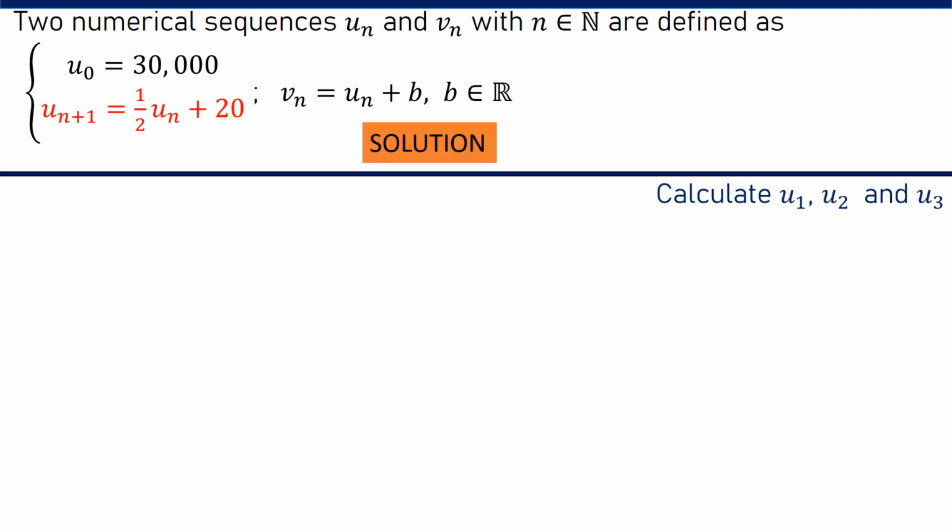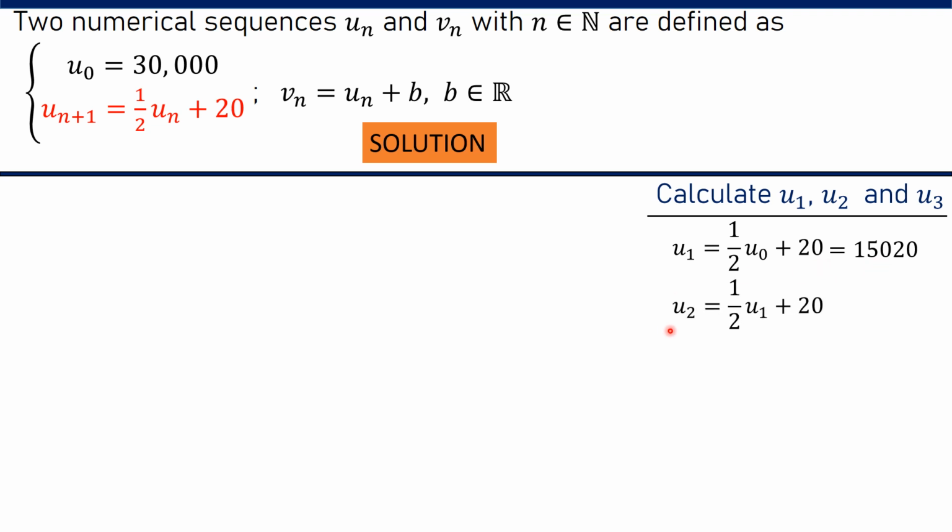So we are going to begin with the first part, which is asking us to calculate the values of u1, u2 and u3. To get u1, we are going to use u0 and un plus 1 equals half un plus 20. So replacing n with 0, we have u1 equal to half of u0 plus 20. Since we know the value of u0 as 30,000, half of it gives us 15,000, and then we add 20 to it, which means our u1 is 15,020.